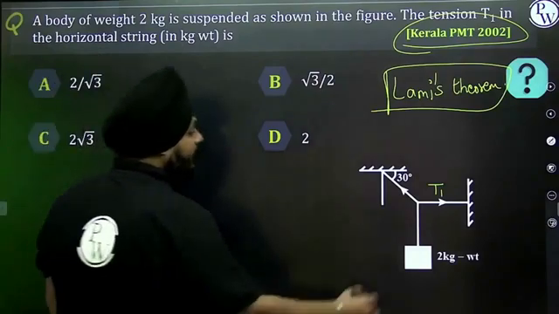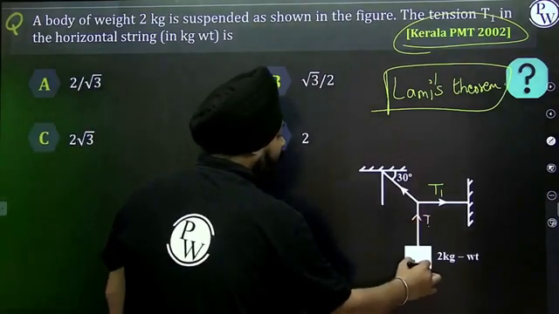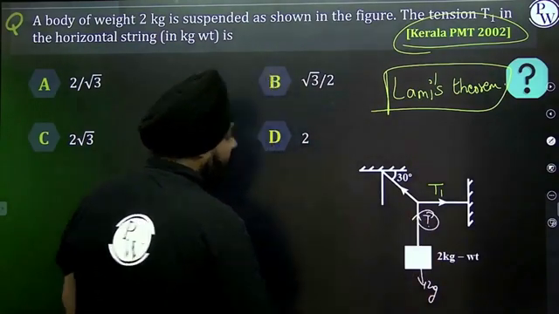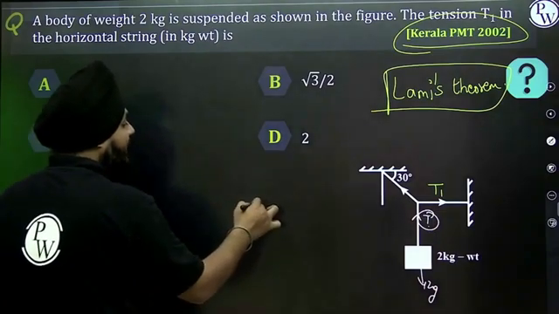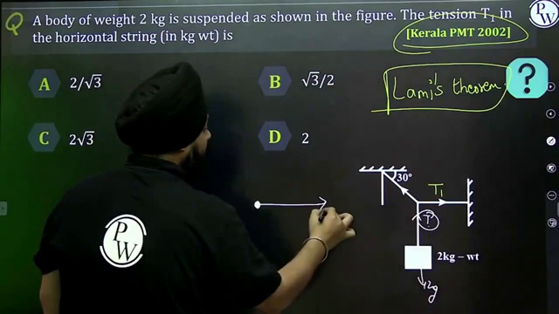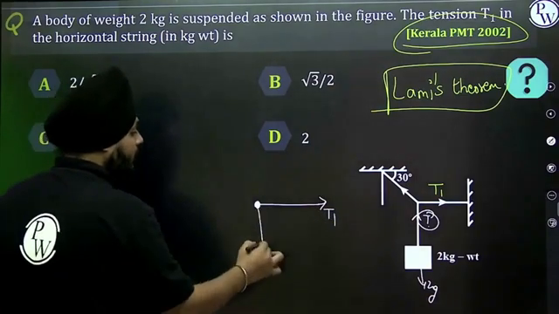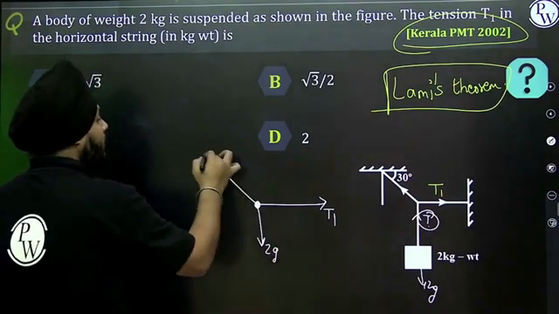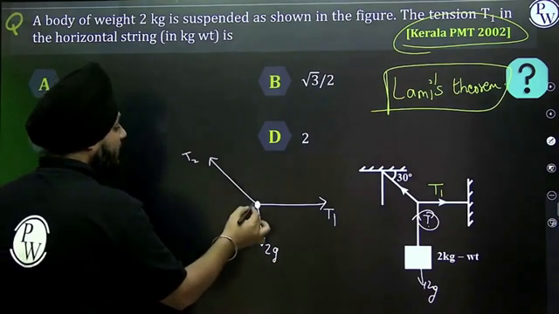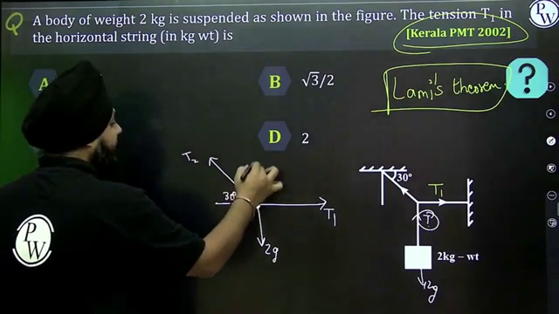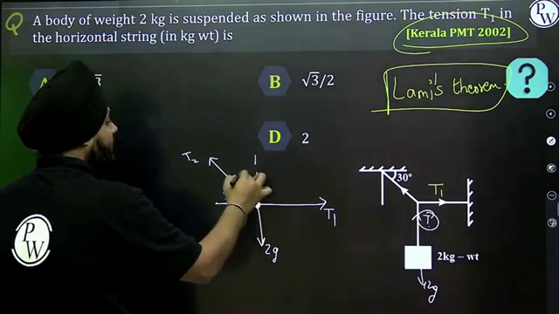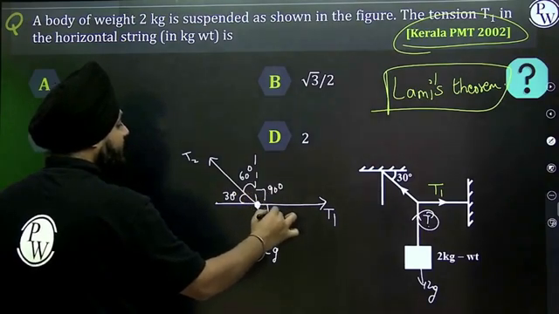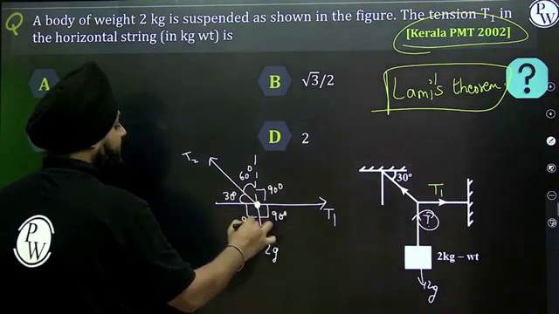First of all, let's draw the FBD. Suppose here the tension is T, then obviously this is 2G. The system is in equilibrium, so this T will be equivalent to 2G. I'm talking about one junction. T1 is in this direction, 2G is in this direction, T2 is in this direction. Suppose this is 30 degree, this is 60 degree, this is 90 degree, this is 90 degree, this is 90 degree.